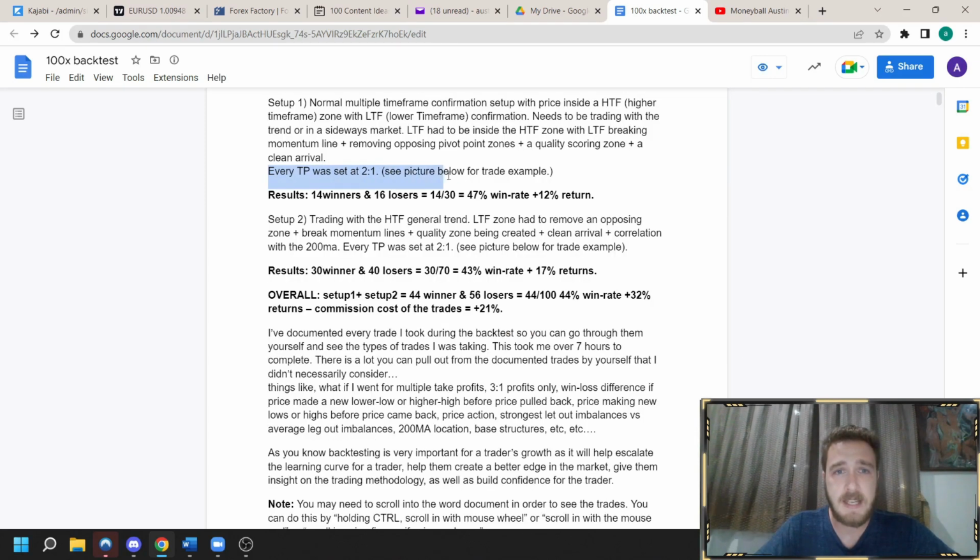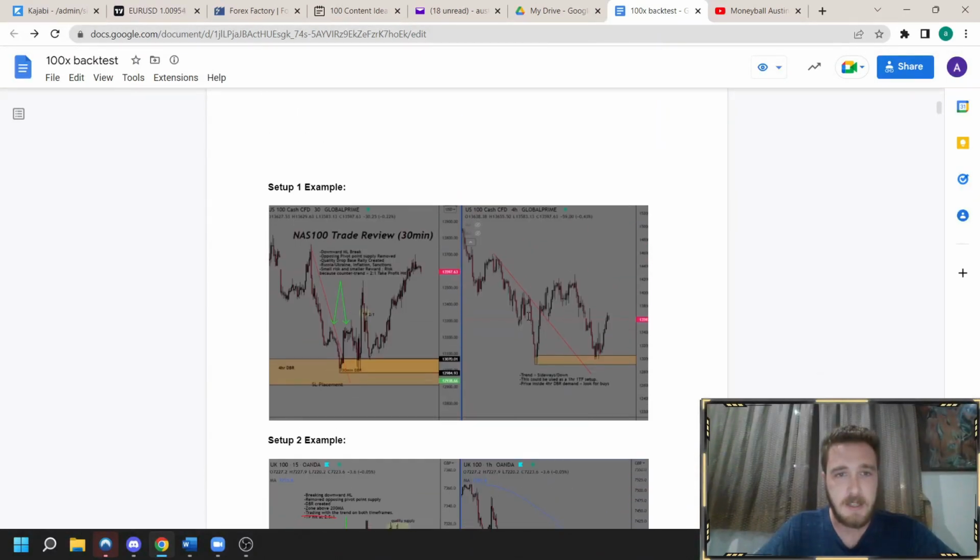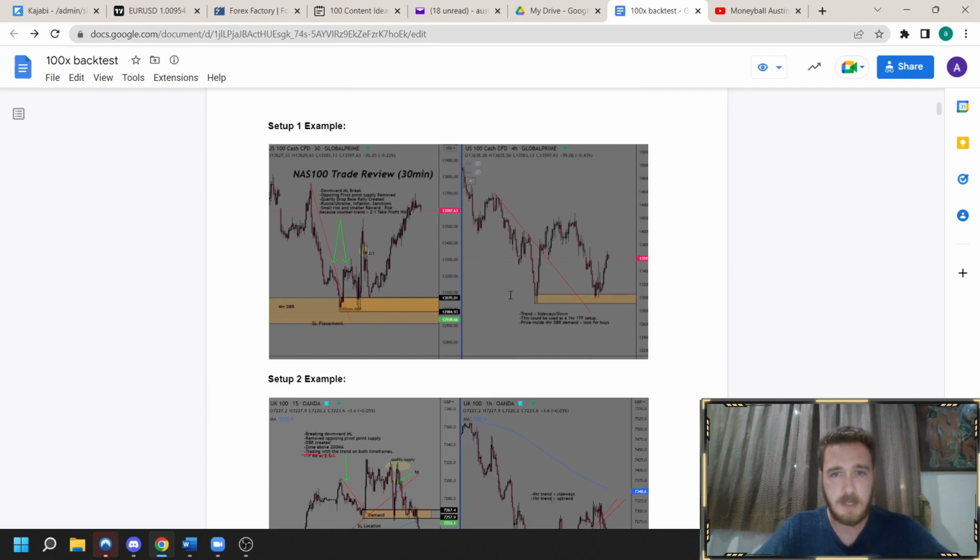Every take profit was set at 2-to-1. The overall results for this trade setup were 14 winners and 16 losers, a 47% win rate with an overall 12% return. So an example of what I mean by this is we're looking at setup 1, multiple time frame.